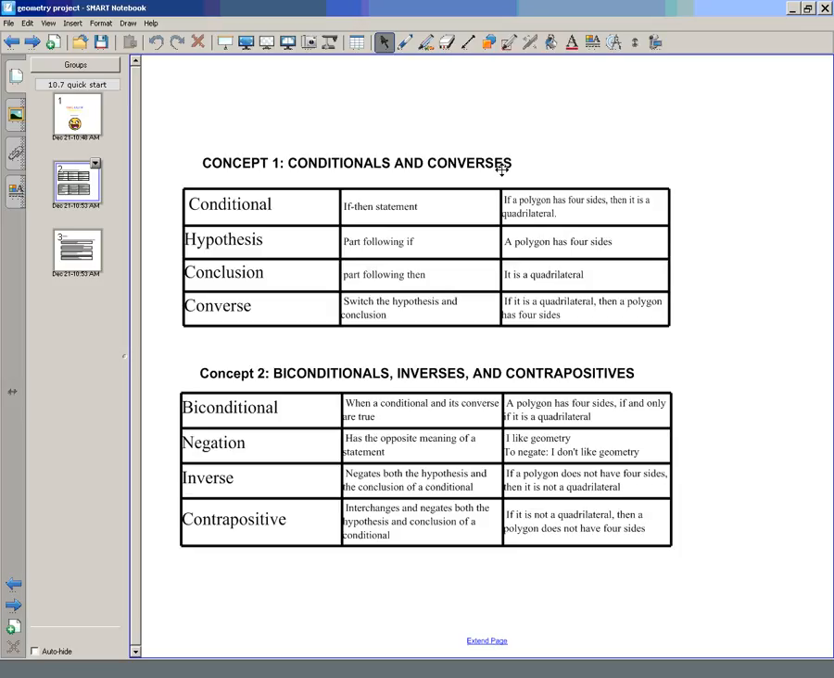A contrapositive is when a sentence interchanges and negates both the hypothesis and conclusion of the conditional. So an example of that is, if it is not a quadrilateral, then a polygon does not have four sides. So the contrapositive basically is a converse of a sentence and a negation combined into one.